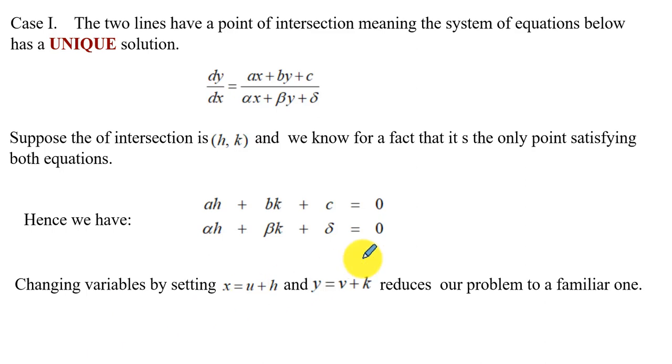And then in that kind of situation, what we do is consider changing variables from x to u by this kind of formulation. We set x equal to u plus h and y equal to v plus k, which actually means we're simply translating the system of equations to a new origin, which will be the point of intersection. Then that will actually change and simplify our problem.